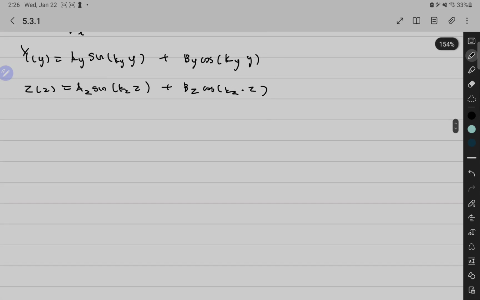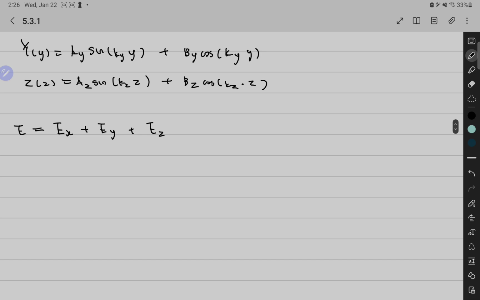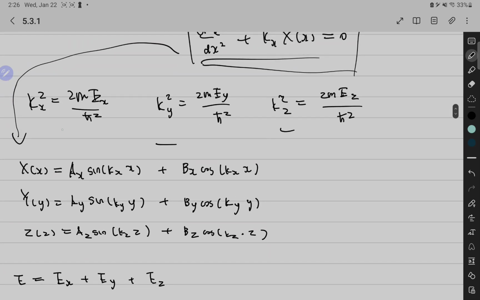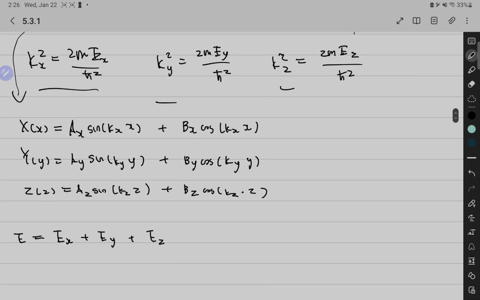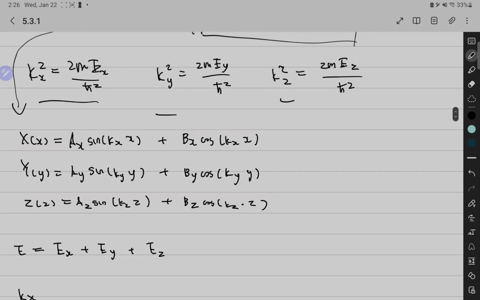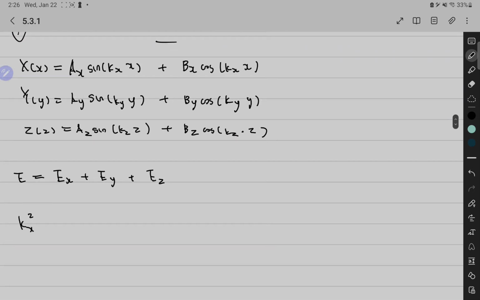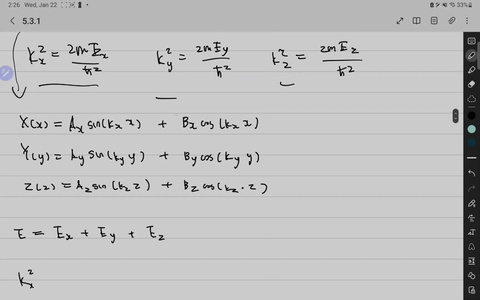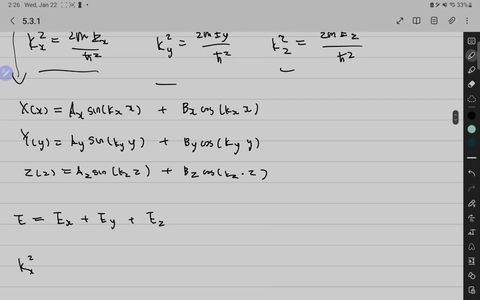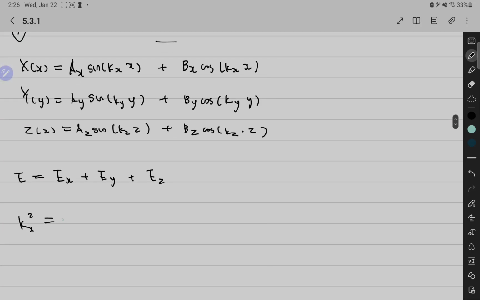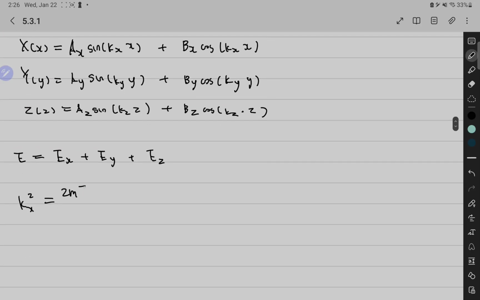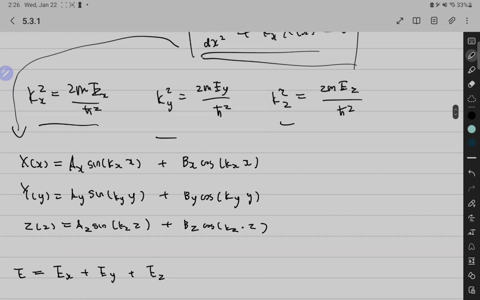Now, before we talk about the boundary conditions, let's look at our energy again. Remember, our energy was E equal to Ex plus Ey plus Ez, so three different components. And if you take a look at this formula, kx, the x is at the bottom, not multiplied by x. Sometimes I write too fast and it seems like I'm multiplying k by x, but x is actually just a component label. You're not multiplying by x. So kx squared is equal to 2m Ex over h squared.